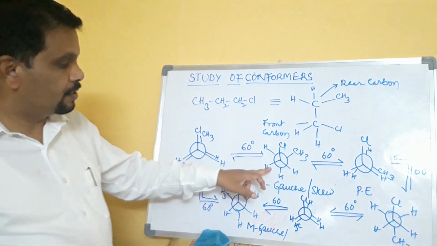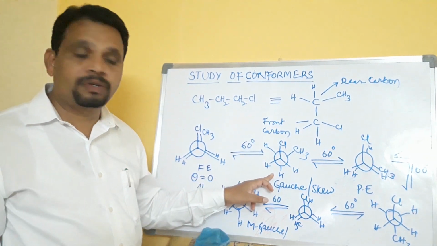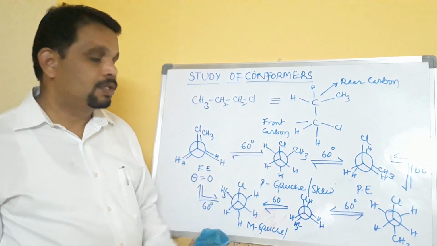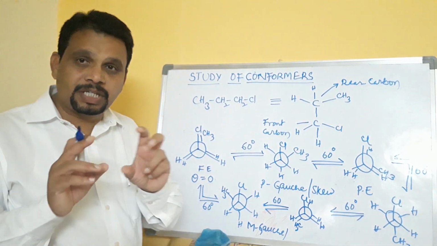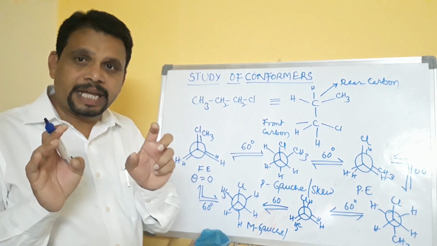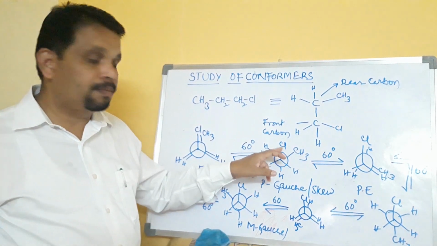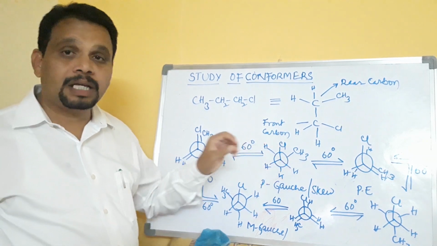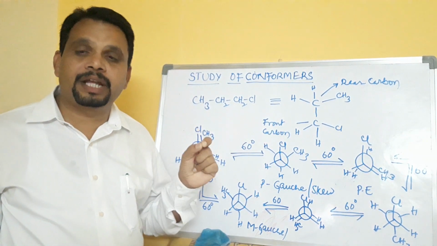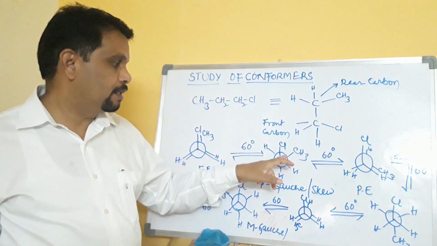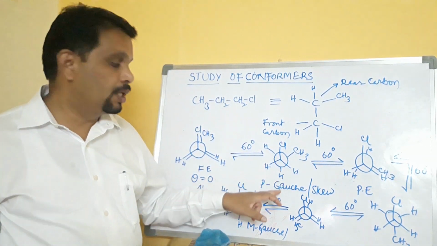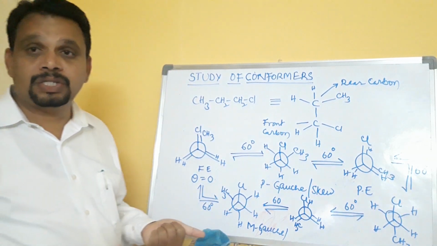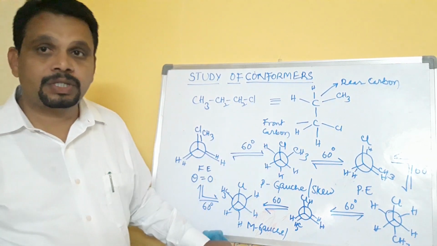Whereas in the P Gaussian or skew conformer, the chlorine and the CH3 groups are 60 degrees bond angle away from each other. So the eclipsed strain will not be present in this P Gaussian conformer. So what about steric hindrance? There is no steric hindrance.